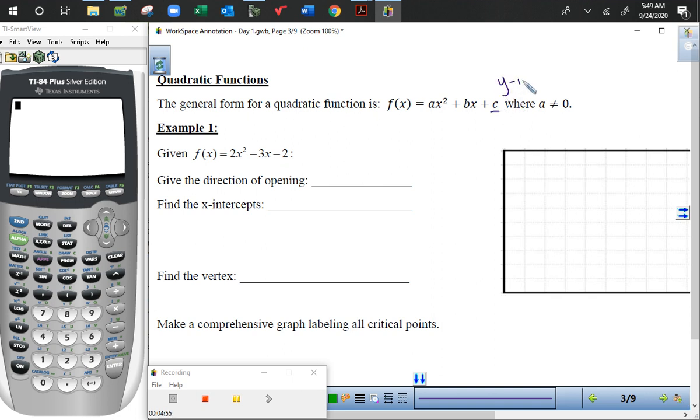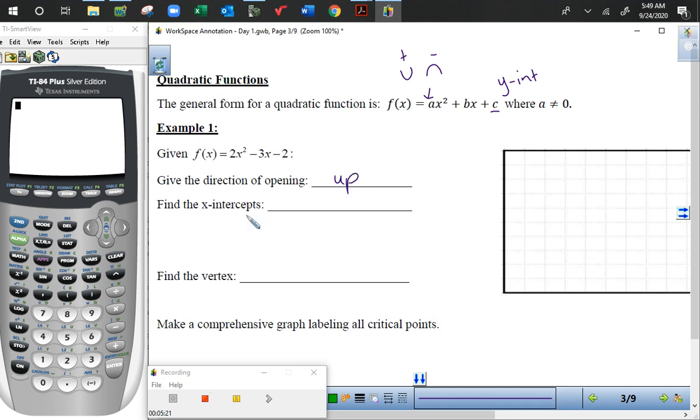But these letters tell us something else as well. Our c is our y-intercept, and a will tell us whether we're opening up or opening down with our parabola. Positive would open up, and a negative would open down. So we're going to talk about these things. Here's our function we're working with, 2x squared minus 3x minus 2. Direction of opening is decided by a, and positive means it opens up.